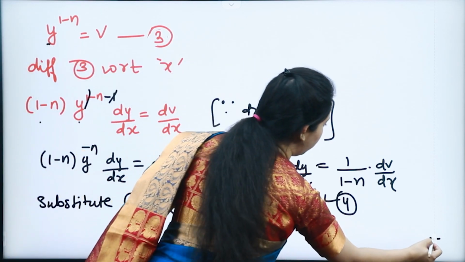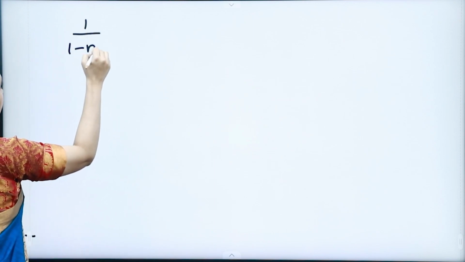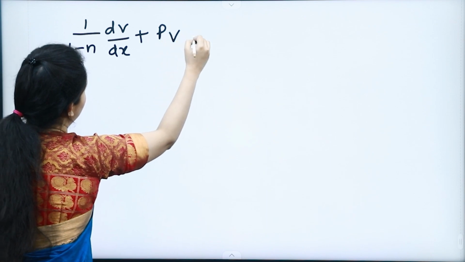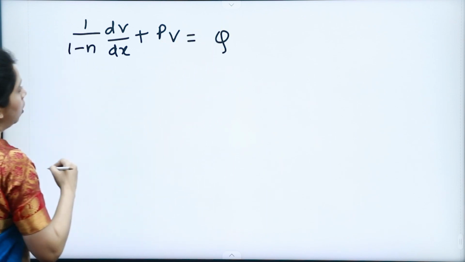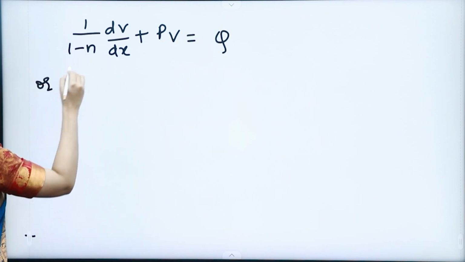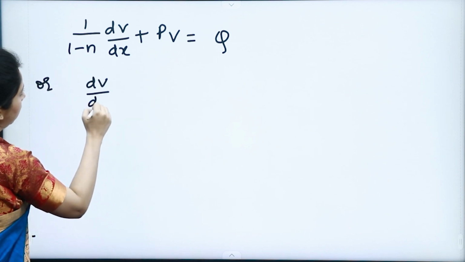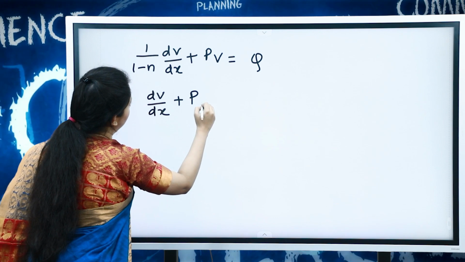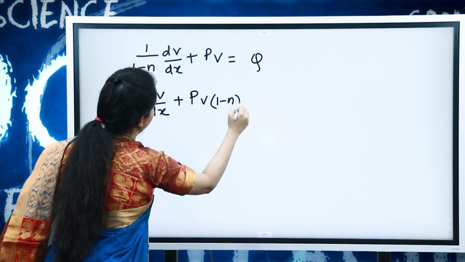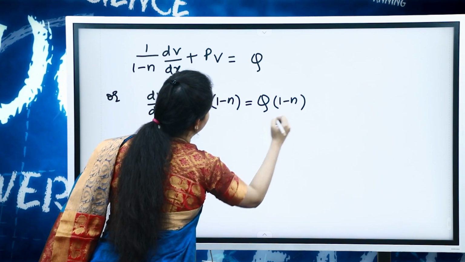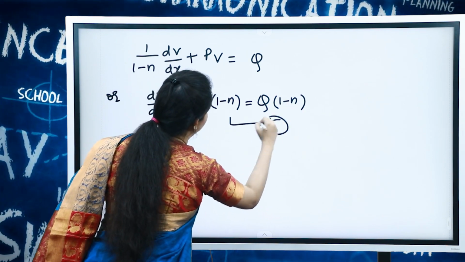So, what we will get? We will get 1 upon 1 minus n, dv over dx plus p v is equal to q. On the next step, we can take the LCM and we will get dv by dx plus p v into (1 minus n) is equal to q into (1 minus n). We can mark this as equation number 5.